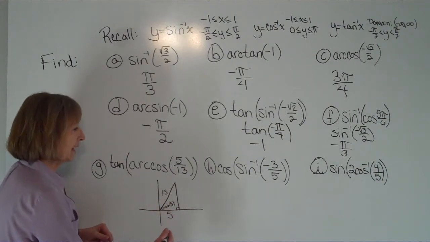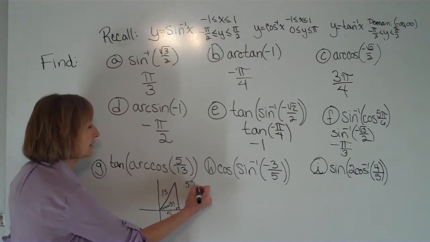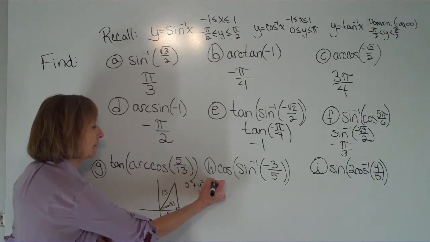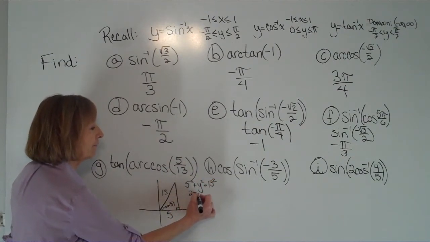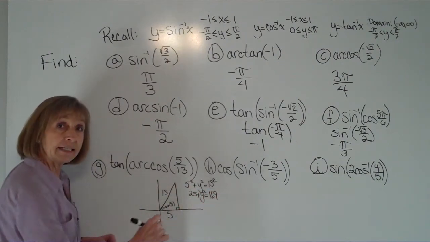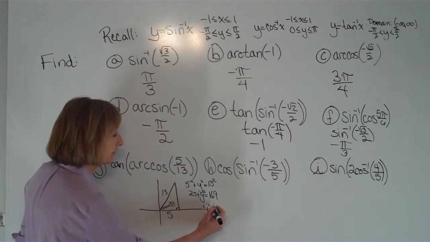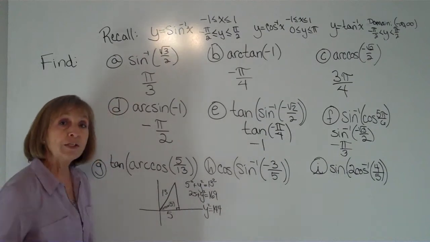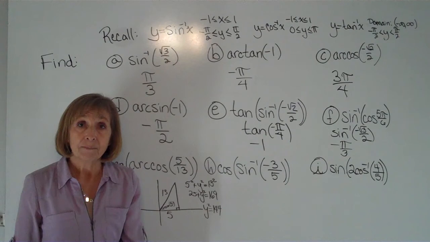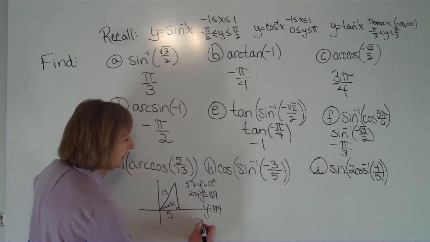Well, using the Pythagorean Theorem, I have 5 squared plus y squared is equal to 13 squared. So that's 25 plus y squared is equal to 169. Subtracting 25 from both sides, you get y squared is equal to 144. And when you take the square root of both sides, we normally would say don't forget the plus or minus. But I know its y coordinate is up, so positive, so my y is positive 12.